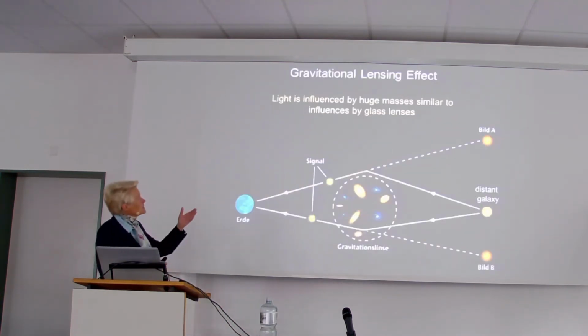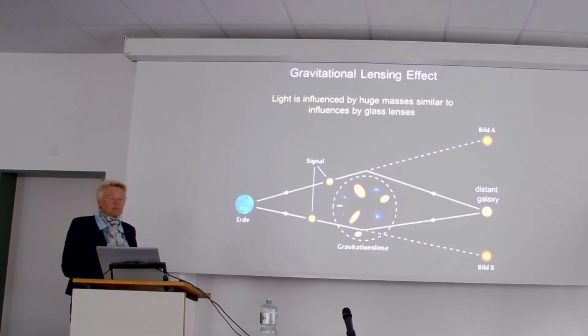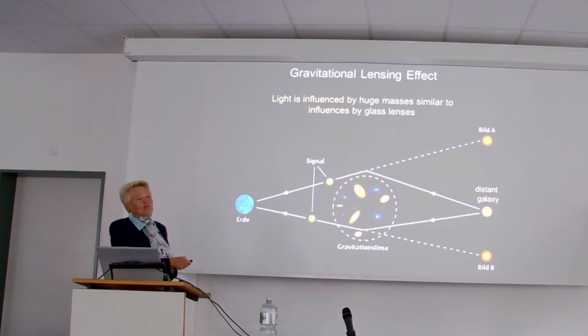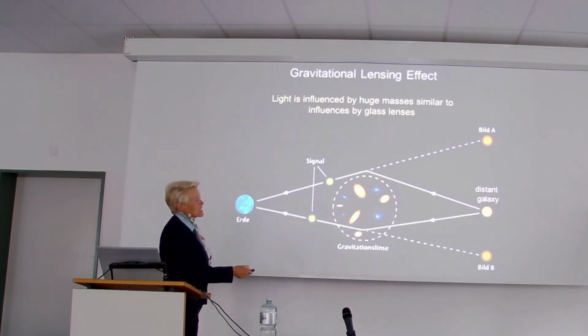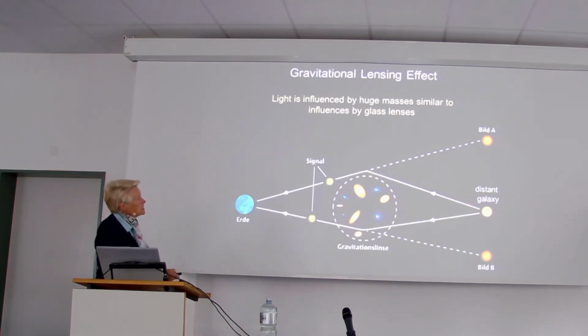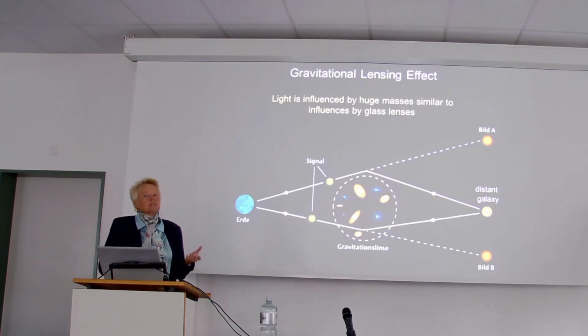And this might remind you of optics that you had at school. You have here to the left the observer. Here is the Earth, here is the telescope. In between is some kind of lens, and here is a distant galaxy that emits light. Now, what happens? The light is influenced by the lens, only that this is not a glass lens as we use it in optics, but this is a lens that acts because it is so massive.